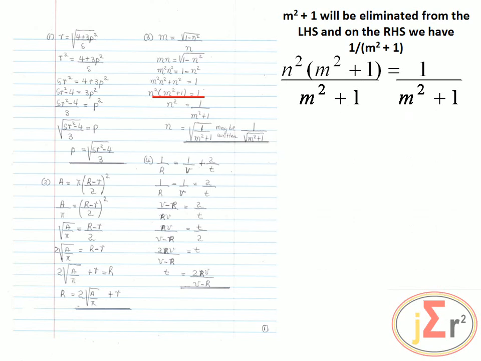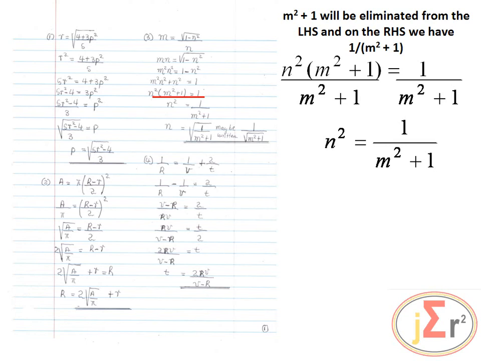So there we have it. Dividing by the large factor m squared plus 1 will be eliminated from the left hand side, and on the right hand side we will have 1 over m squared plus 1. There we have it. What do we do from henceforth? We should have learned a single thing by now, that the opposite of square root is square, and the opposite of square is square root. So the opposite of large is small. The opposite of small is large.